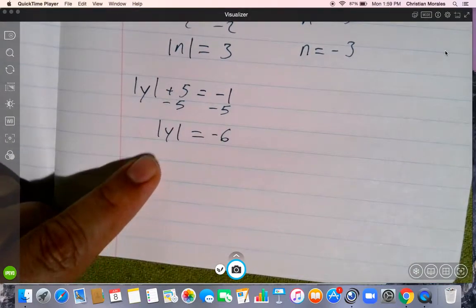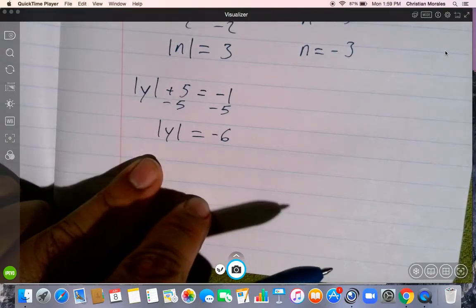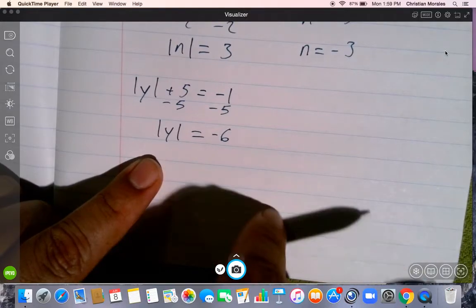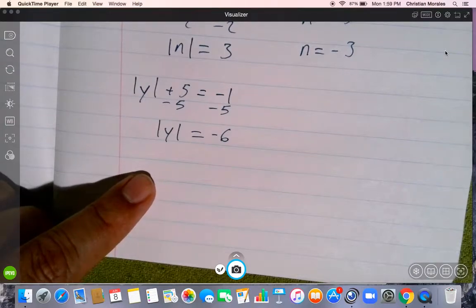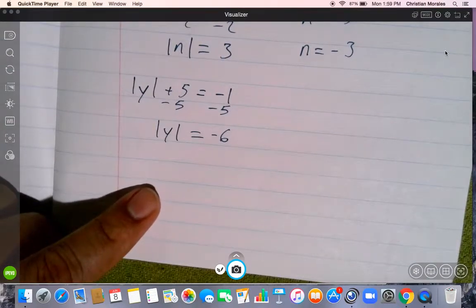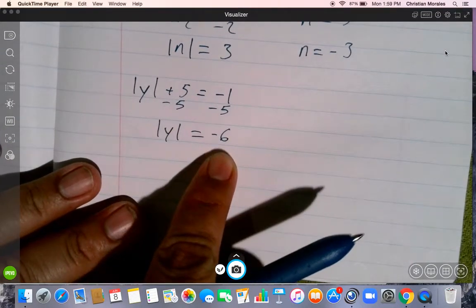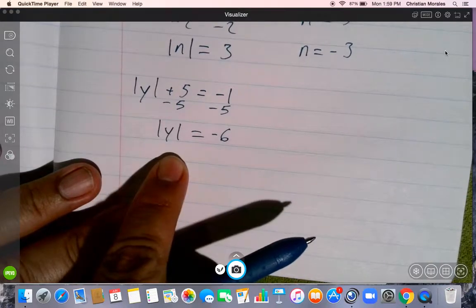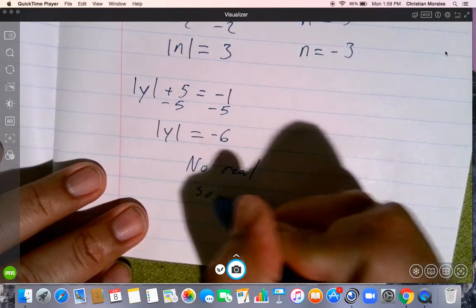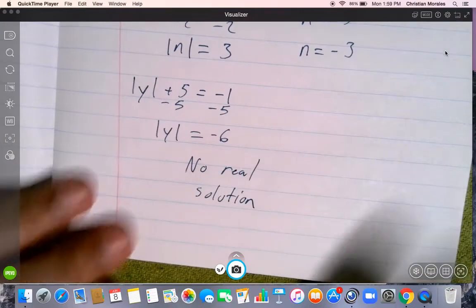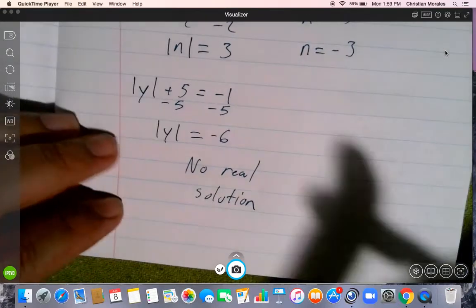Now, there is no number that has an absolute value of negative 6. Because when you're counting the spaces, you don't count negative. You always count in the positive. It's like if you were to measure how tall you are, you're always going to measure using positive numbers. You're never going to measure using negative numbers. So absolute values can never be negative. So in this case, guys, if you ever have the absolute value of a number equal to a negative, that is no real solution, or no solution. No solution is fine. You can just write down no solution, and that's perfectly acceptable.